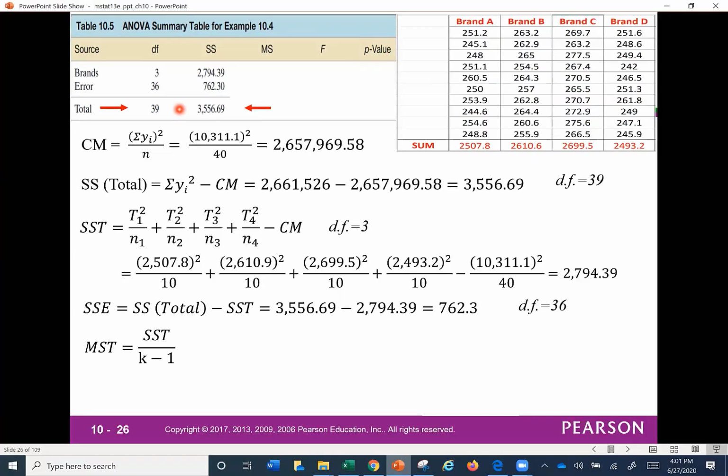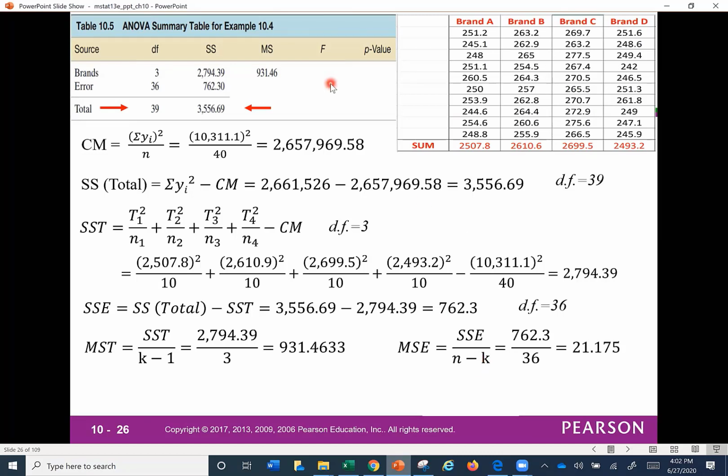The mean square treatment is given by the sum of square treatment divided by its corresponding degree of freedom. In this case, it will be given by 2,794 divided by 3. It will be 931. This value should be written here in this position, mean square treatment. After that, let's compute the mean square for error and input this value here. The mean square for error is given by the sum of square error divided by n minus k.